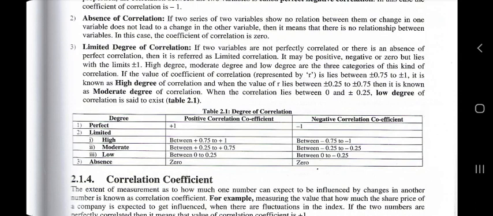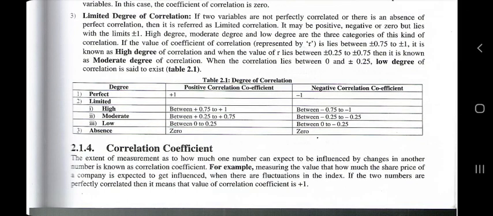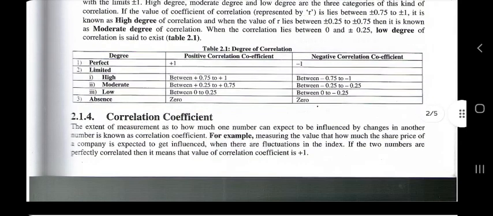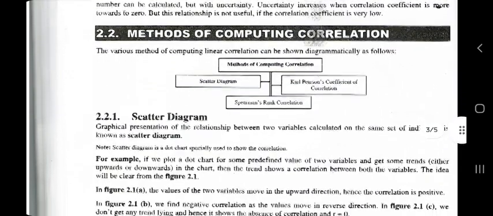And if it is moderate and negative, then it will be -0.25 to -0.75. The printing mistake is given here. There should be -0.25 to -0.75, and if it is limited and the degree will be low, negative, then between 0 to -0.25. So in that way we have seen the degree also.